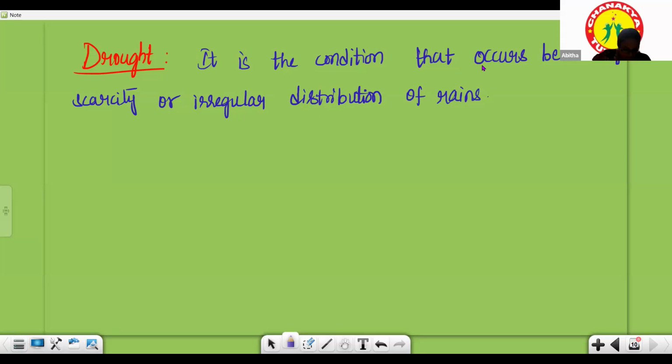Because of poor monsoon, the crop fails, so no agriculture. If you consider the soil, if soil is light, then the soil doesn't hold the water. There is no water holding capacity in that soil, so it can experience drought faster.